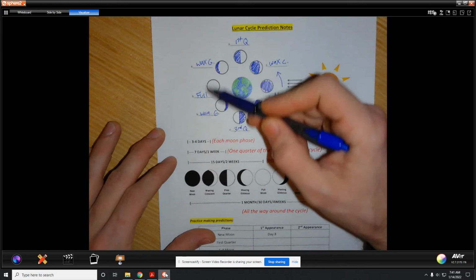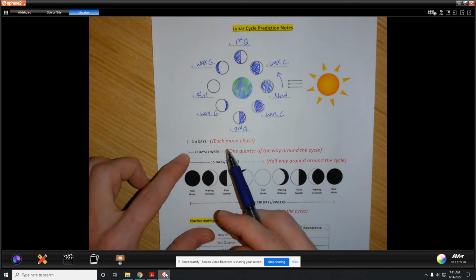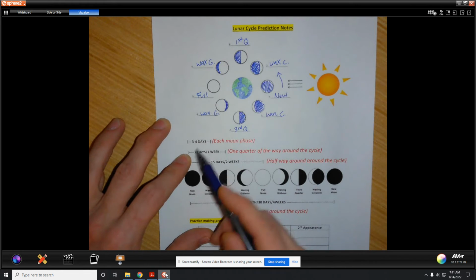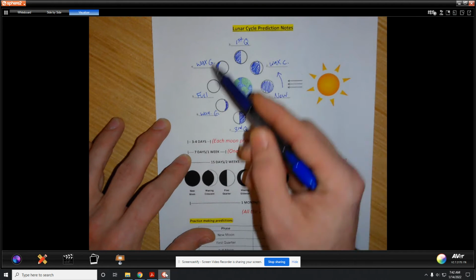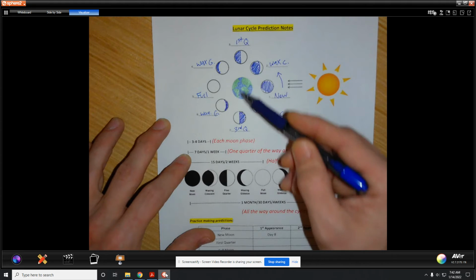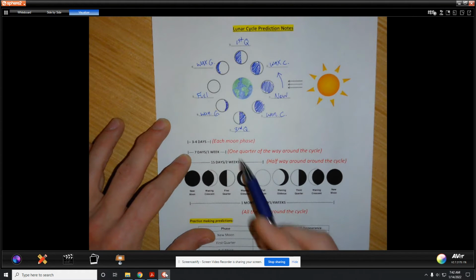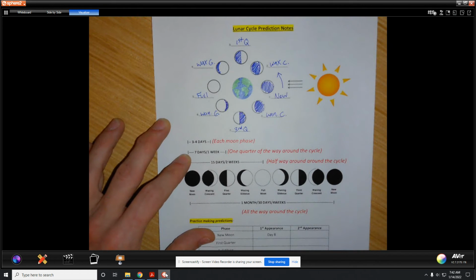So each quarter of the cycle is going to be about 1 week or 7 days. And that means that each of these phases is going to be roughly 3 to 4 days. So again, the whole cycle is worth about 4 weeks or a month. So each of these quarters of the cycle is worth a week or 7 days, and thus half of that, each of the phases is going to be every 3 to 4 days.